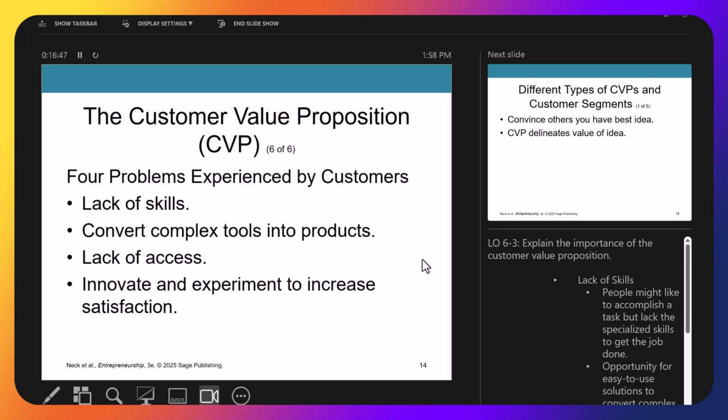They get to the point and think, well, I can ride this out, this is as far as I need to go. No. What I can tell you is a lot of organizations have fallen by the wayside because they could not innovate and they didn't experiment to increase satisfaction.